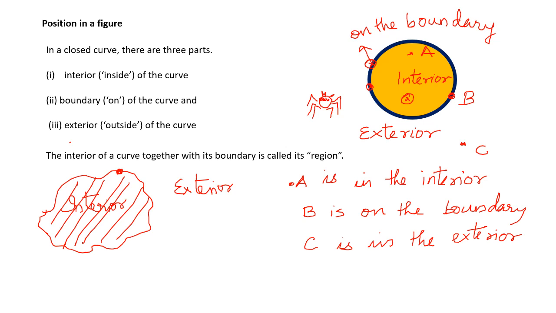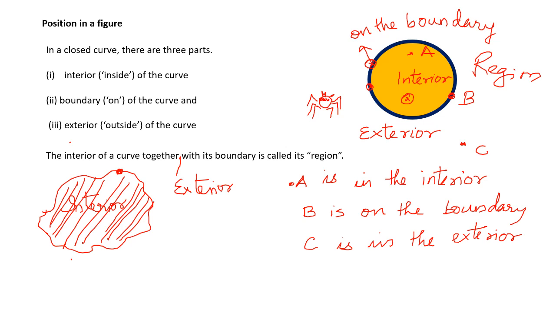Now, the interior of a curve together with its boundary is called its region. That is, this whole part, you can see the black color and the yellow color of the circle. That black boundary along with the yellow color, we call it as region. Okay, this whole thing is known as the region. Now, if you consider this one, wherever I have drawn these lines, this whole portion is known as the region. Do you get me?